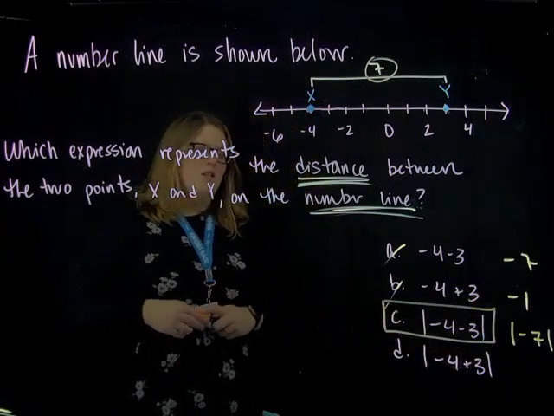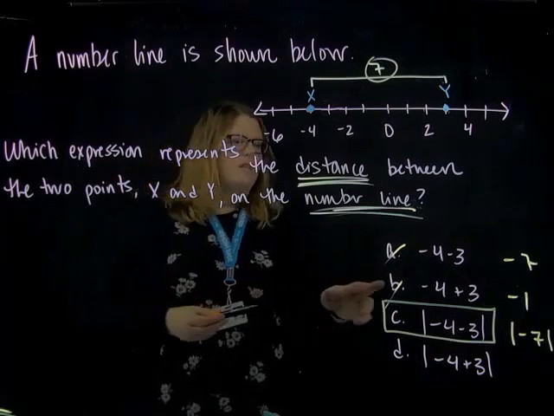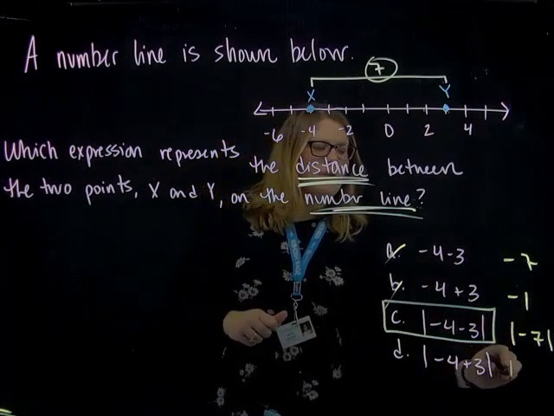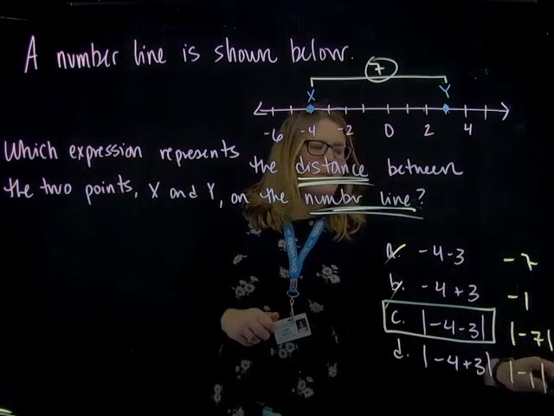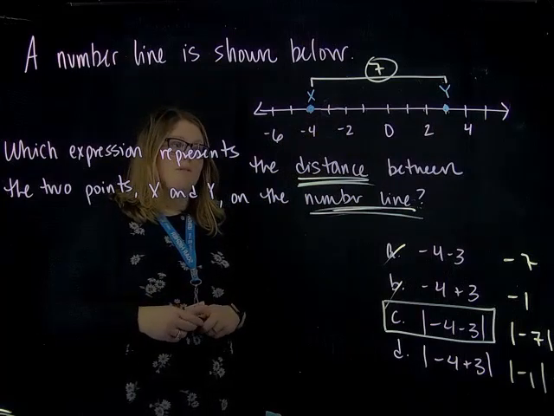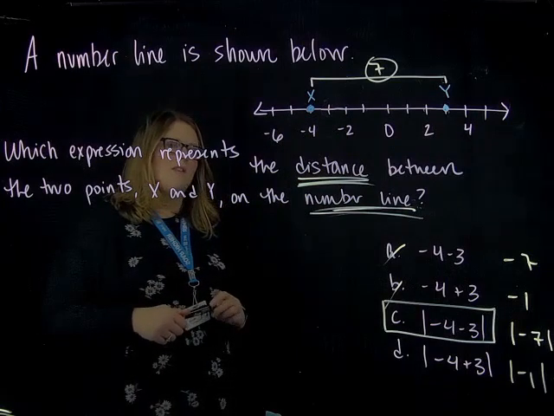Just to look at D, just to be safe, it looks really similar to B. It just has the absolute value brackets around it again. So this would yield a +1. The absolute value of -1 is a +1. So C is our answer for this question.